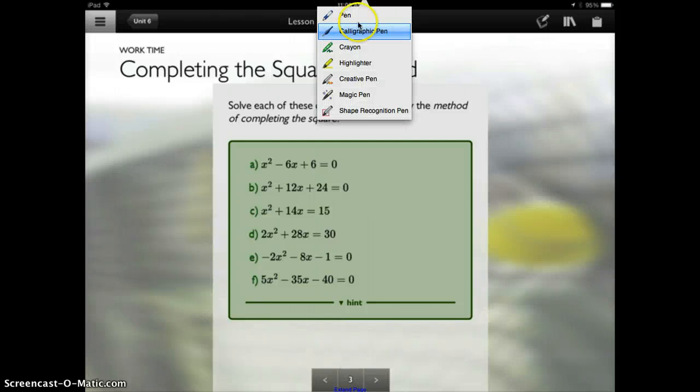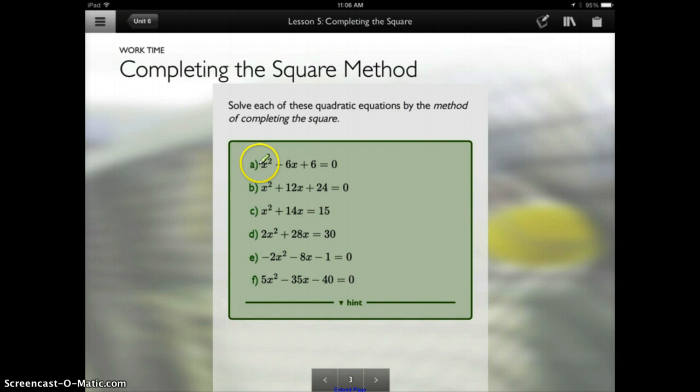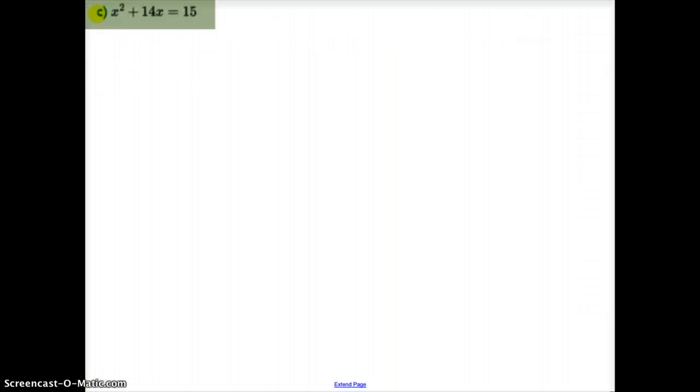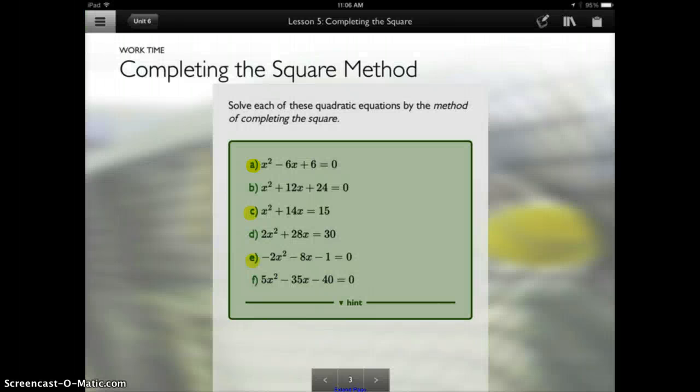So I'm going to solve a few of them: A, C, and E. You're going to solve the rest. I'm going to solve them pretty quickly, so don't expect to sit around for them. Okay, so here's A, and here is C, and here is E.